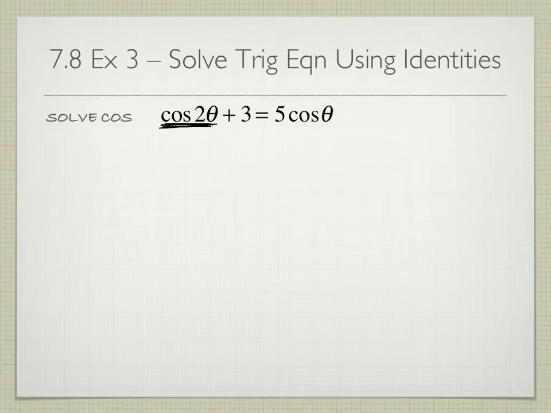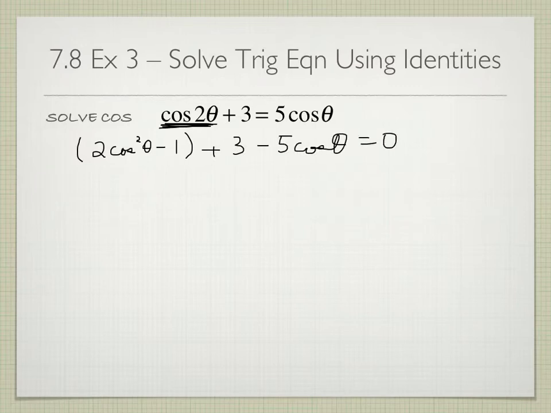Okay. So cosine of 2 theta, well, we learned in the last lesson that cosine of 2 theta is the same as 2 cosine squared theta minus 1. Okay. And let's get everything over to this side and set that side equal to 0. So we can simplify this. We get 2 cosine squared theta minus 5 cosine theta, plus 2 equals 0. So that's my quadratic form.